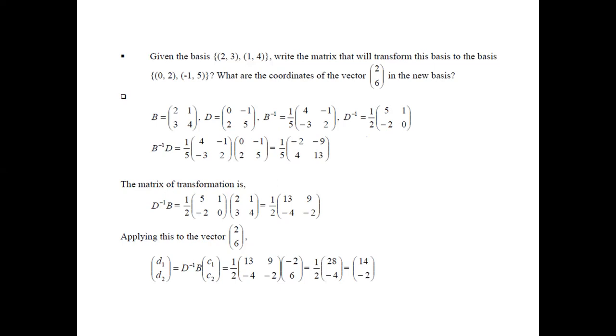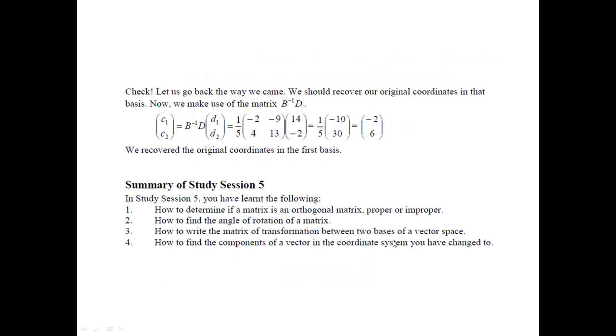We apply this to vector 2, 6. We arrive at D1, D2 equals D inverse B, C1, C2, which is half into 13 minus 4, 9 minus 2, minus 2, 6, which is half 28 minus 4, which is 14 minus 2. Check, you can check if you are right by going back the other way. C1, C2 is B inverse D, D1, D2, which is 1 over 5 minus 2 minus 9, 4, 13, applied to 14 minus 2. We arrive at what we started with again, minus 2, 6. So we recovered the original coordinates in the first basis.